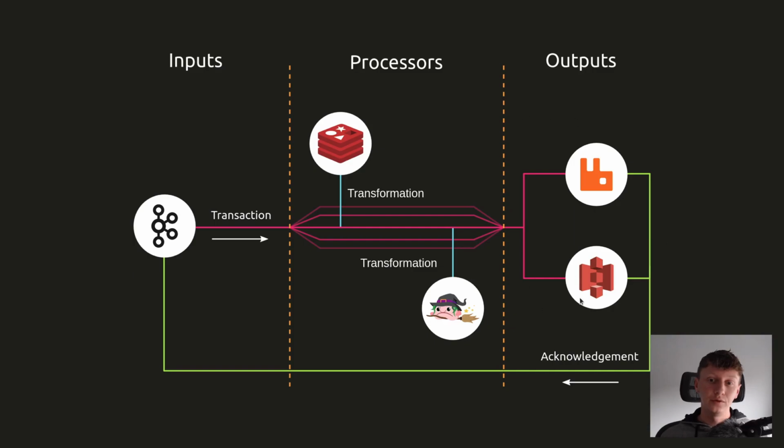and they just perform mutations on the messages. And then finally, we route the transaction to the output layer, where the output layer is responsible for making sure that the message gets routed and successfully sent to every single output that it's supposed to be sent to. And only when that has happened does an acknowledgement get marked ready to be dispatched upstream.